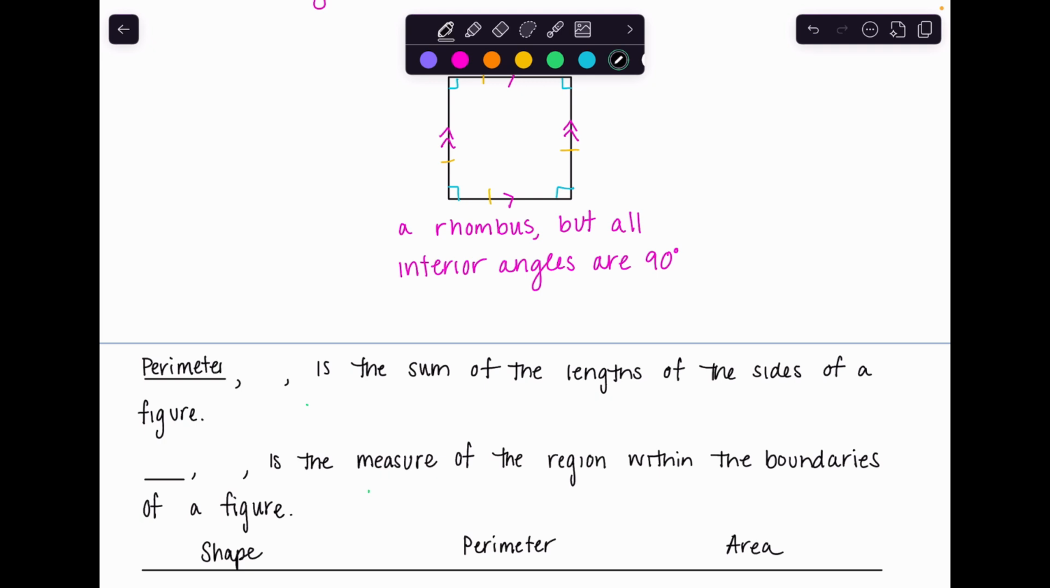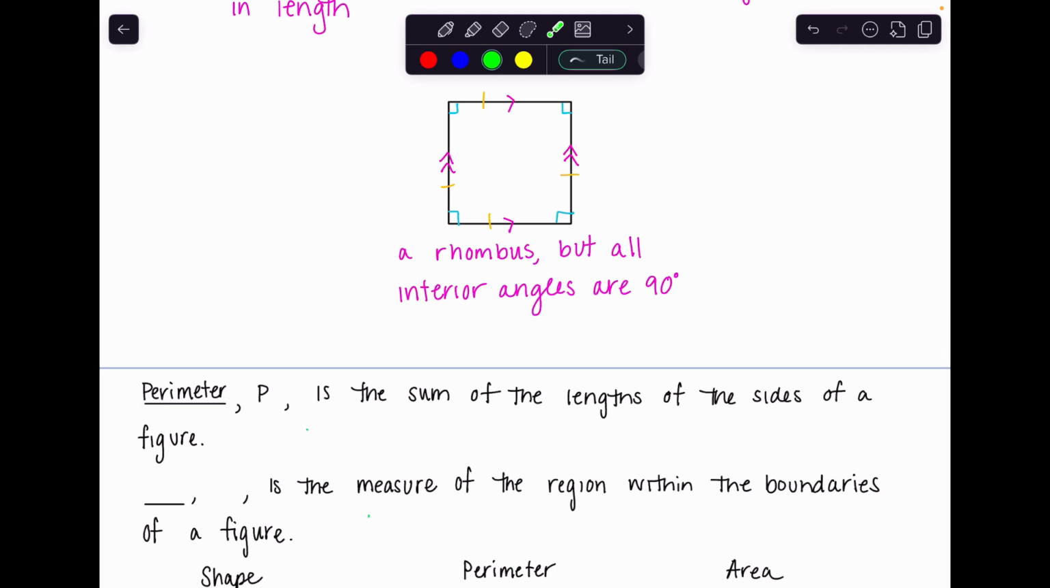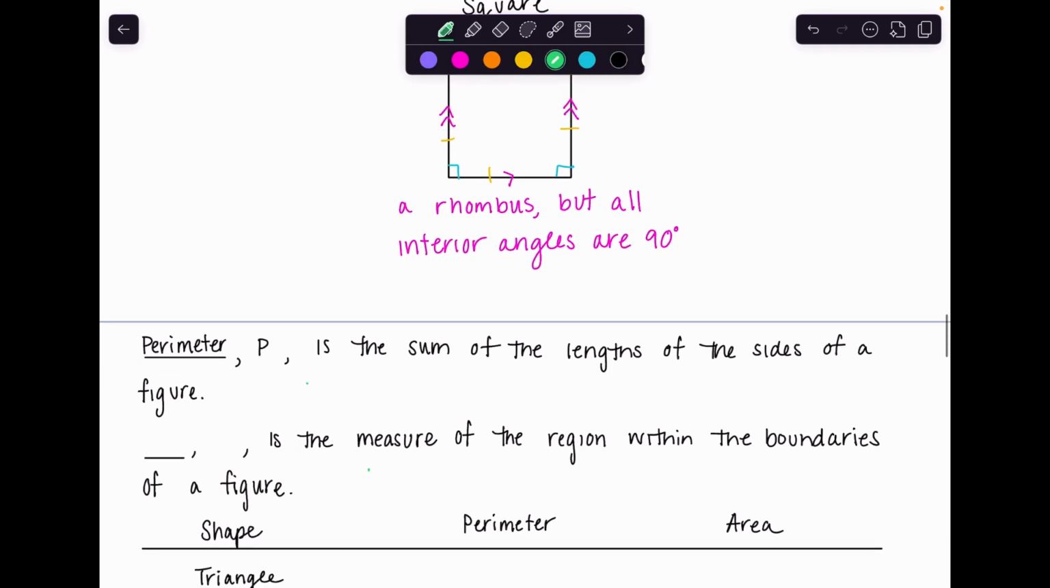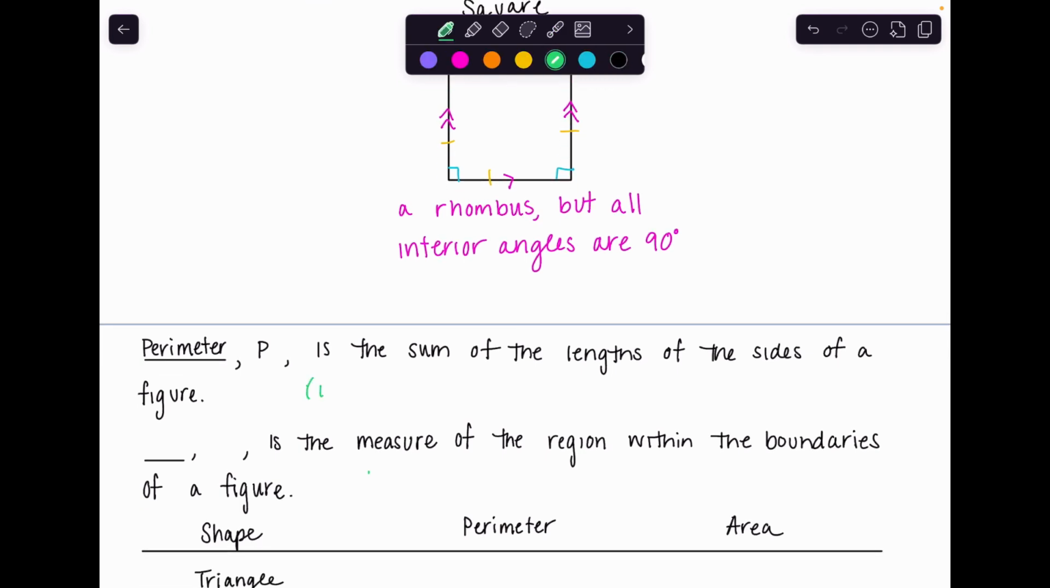So perimeter, which is denoted with a P, is the sum of the lengths of the sides of a figure. So just to use this one here, it's basically if I were to walk along this figure, what is the distance that I would walk? Because it ends up being just a distance, this should always be just units. So if all the sides are in feet, the perimeter is feet. The sides are in centimeters, the perimeter is centimeters.